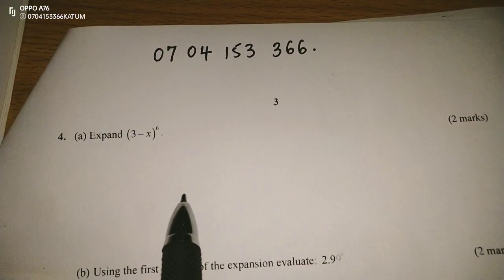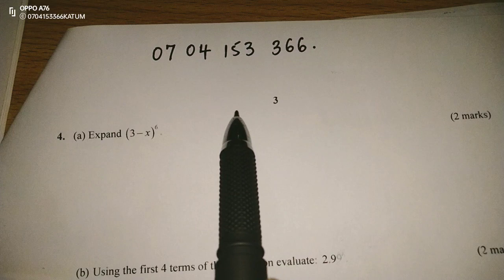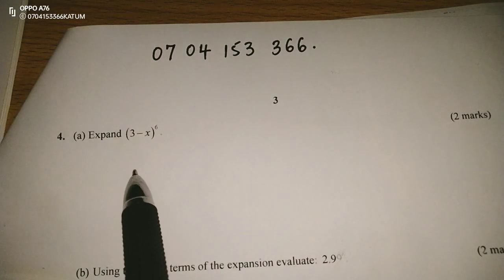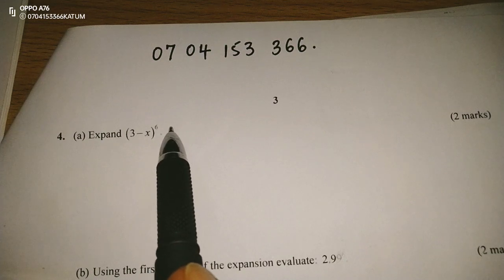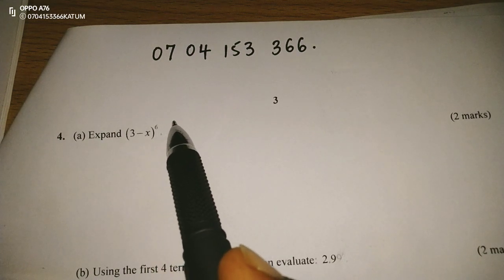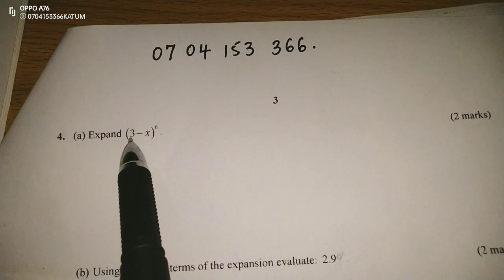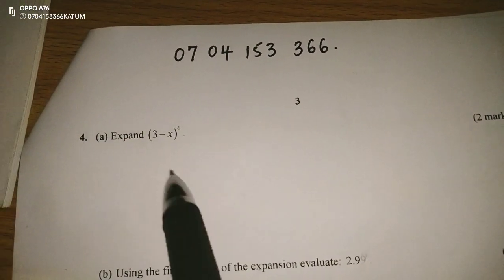We're going to do binomial expansions. So we have: expand (3 minus x) raised to the power of 6. Why we call it a binomial expansion is that it has two terms, 3 and negative x. Then we are raising it to the power of 6.